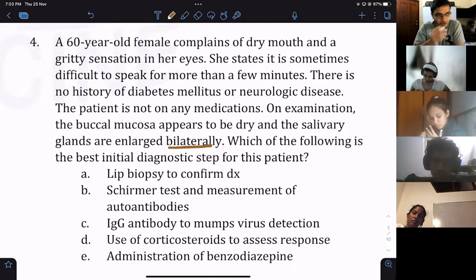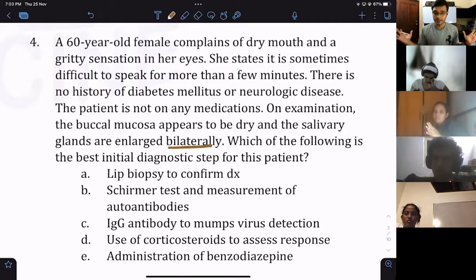Why are they giving you all this? Because they say the buccal mucosa appears to be dry and the glands are enlarged. You all know when you have mumps, especially these parotids, they enlarge a lot. And mumps, guys, is not necessarily always bilateral. Sometimes unilateral, and then after another week, this side will swell up. Not a week, 2 to 3 days. That's how mumps is.